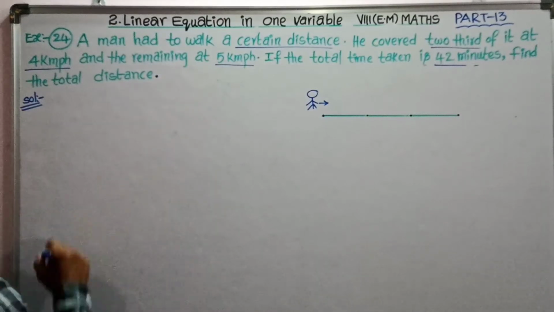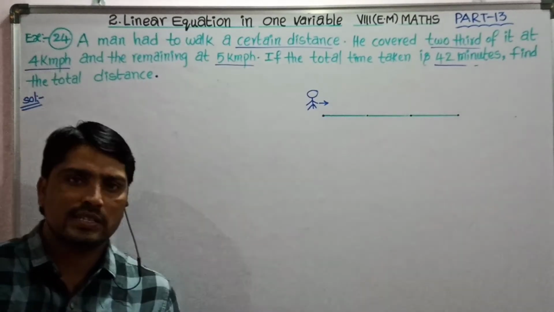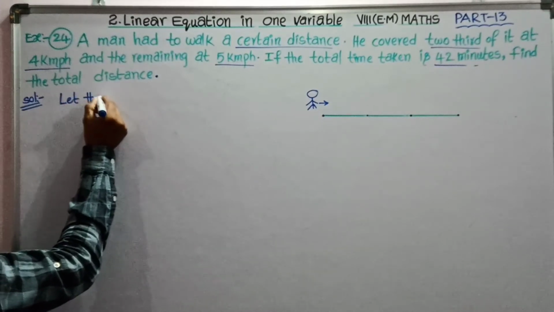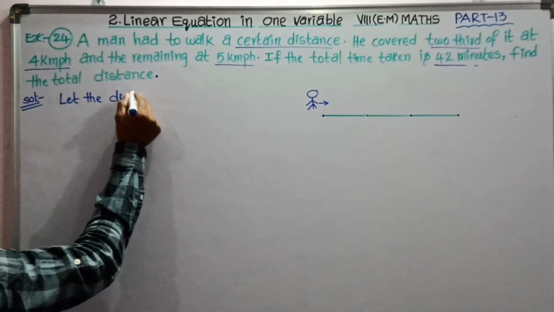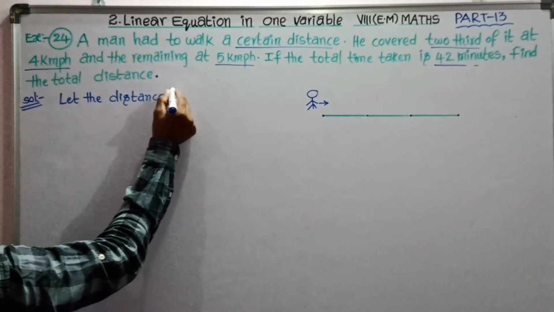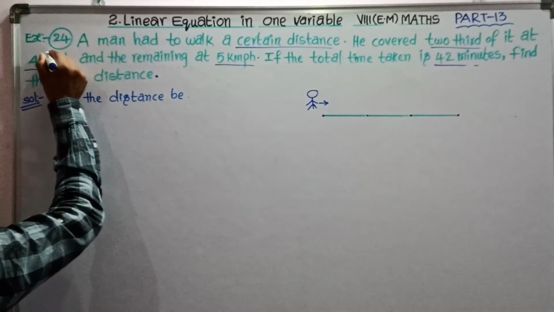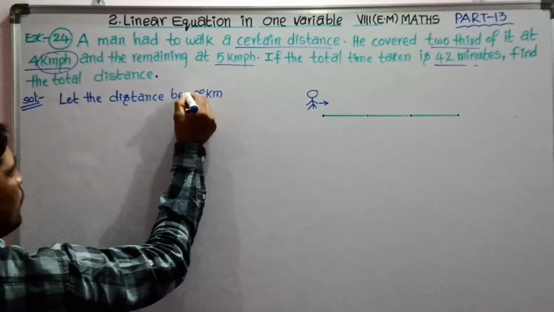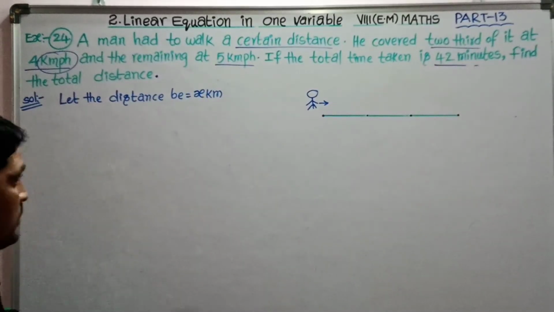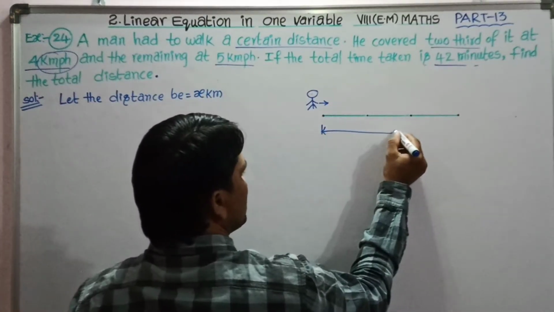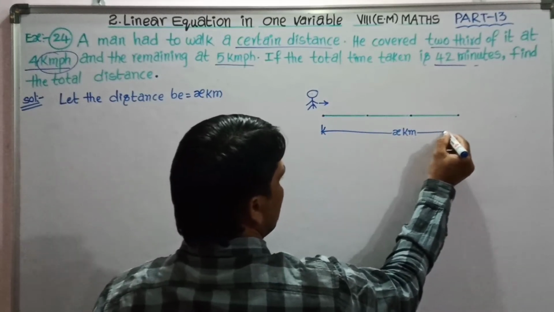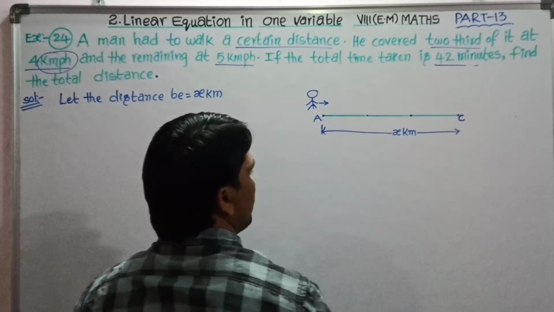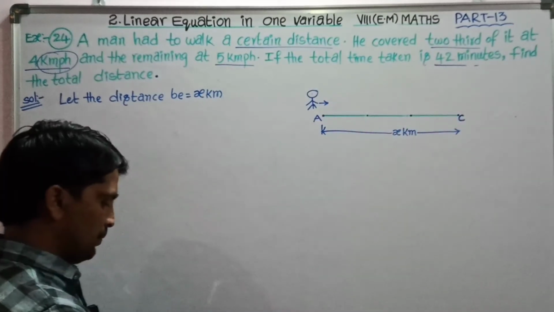We have to find the total distance. So, the total distance is the unknown quantity. Let the distance be, since speed is in kilometers per hour, so let us suppose the total distance be x kilometers. Let us suppose from A to C, this distance is x kilometers.